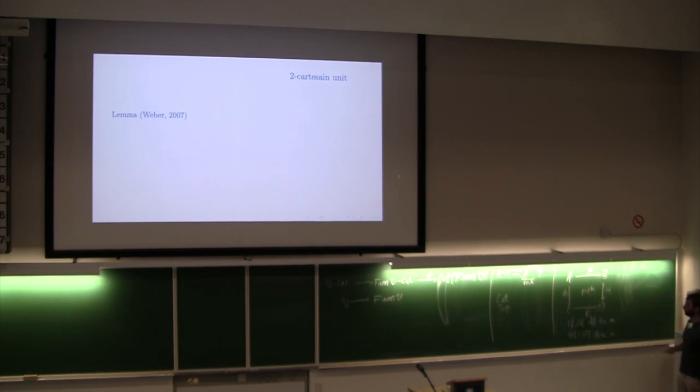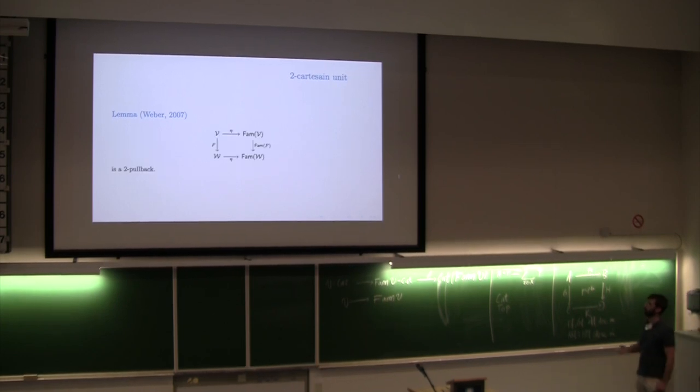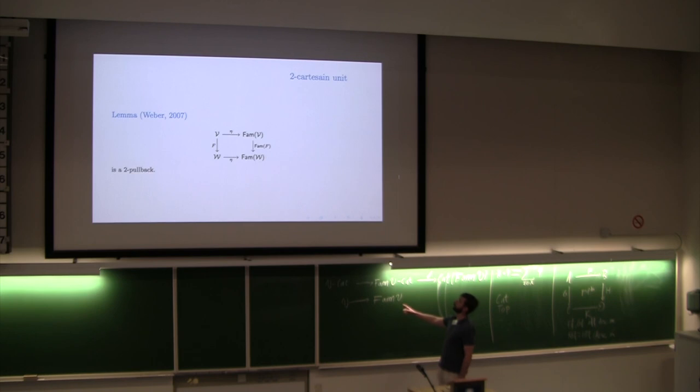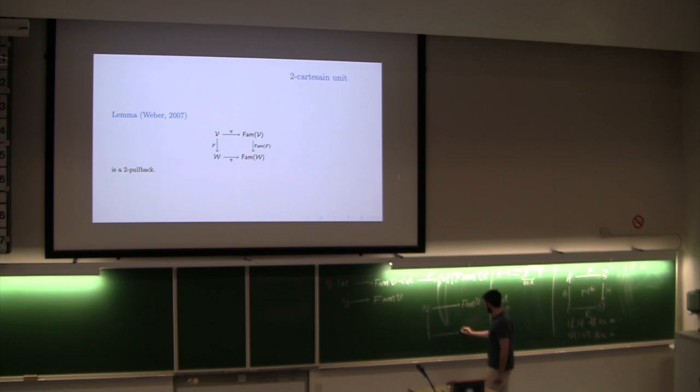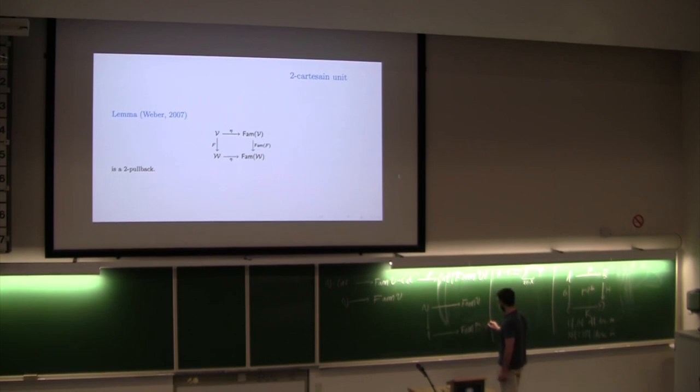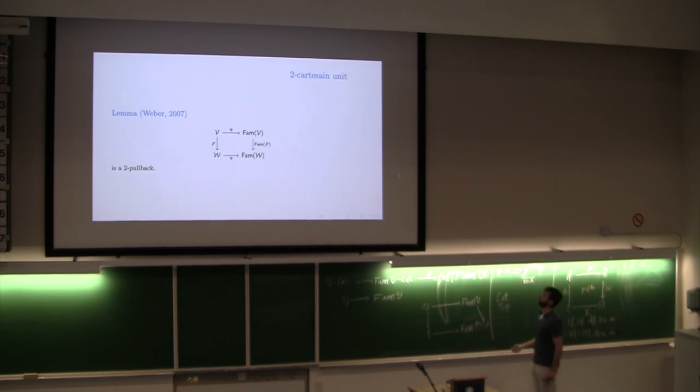We have the following result of Weber that tells us that this diagram is a two-pullback, where eta is the canonical inclusion of V into Fam V. This is the unit, as Fam is a two-monad, but the most important thing is that we only require knowledge of this two-pullback. When we take W to be the terminal category, we will have the following diagram. And this is equivalent to Set.